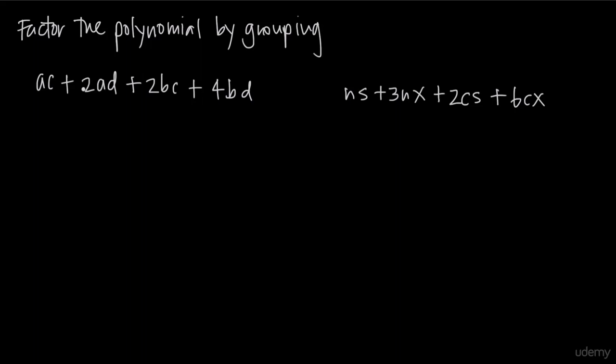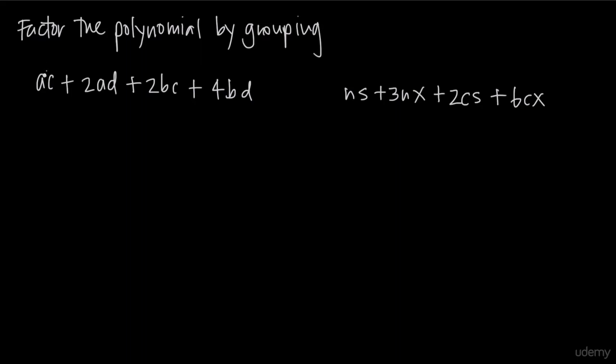So for example, we could group together the first two terms and the last two terms because we could factor an A out of these first two terms. Since we have AC and 2AD, there's A in both of those, so we could group those together and factor out an A. And then we could group the second two terms together and factor out a B because we have 2BC and 4BD. We have a B involved in both of them.